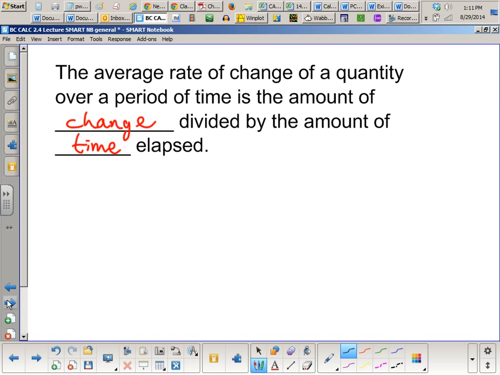First thing you need to know is the average rate of change for a quantity over a period of time is the change divided by the time elapsed. Okay, so go ahead and write this sentence. This is a really important sentence. Average rate of change. You can just call that AROC if you want. AROC.